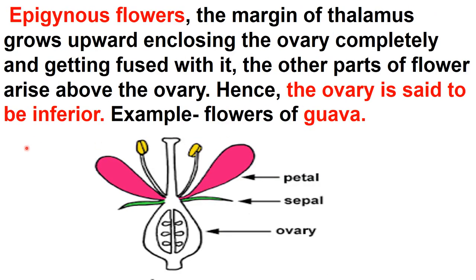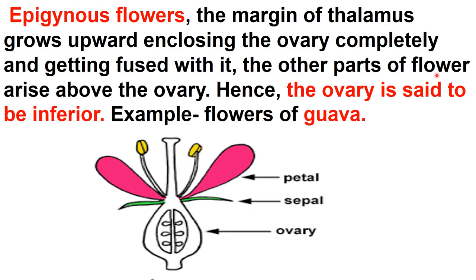The next type of flower is the epigynous flower, and here the margin of the thalamus grows upward, closing the ovary completely. You see here in the diagram, this is the ovary and this is the thalamus part. This thalamus part is completely enclosing the ovary. So the thalamus grows upward, closing the ovary completely and getting fused with it.